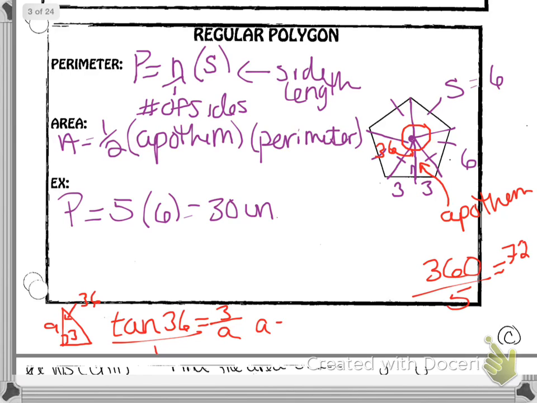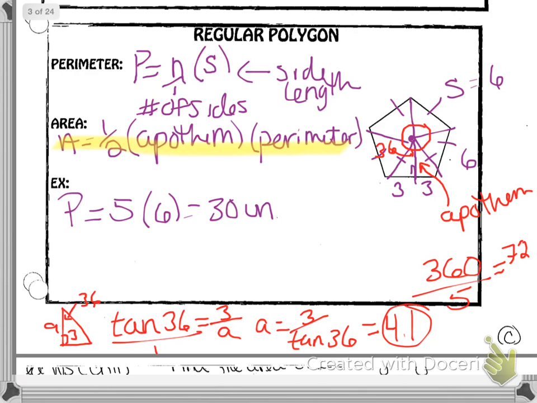And to solve, remember you can put tangent of 36 over 1 and cross multiply. So you get tangent of 36 times A equals 3, and then we're solving, so A is equal to 3 divided by the tangent of 36. And 3 divided by the tangent of 36 is 4.1.